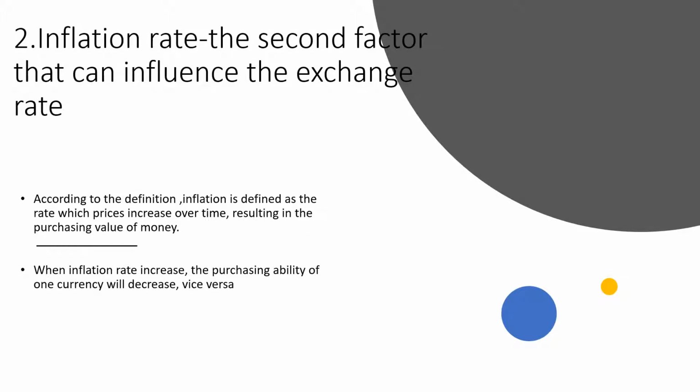Apart from the impact of interest rate, another reason that may influence the appreciation of the US dollar against the British pound could be the inflation rate. According to the definition, inflation is defined as the rate at which prices increase over time, resulting in a fall in the purchasing value of money.